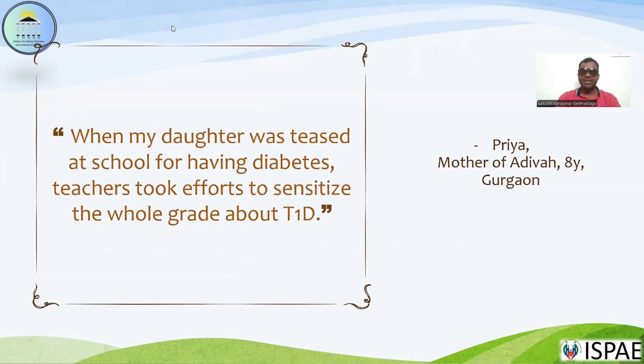For example, Priya has an 8-year-old, Adiva. She is a person with type 1 diabetes. They are from Gurugram. When Priya's daughter experienced teasing in her school because of diabetes, the school teachers sensitized the entire school on type 1 diabetes. So they stopped troubling Adiva and they all started supporting the girl in her diabetes management.